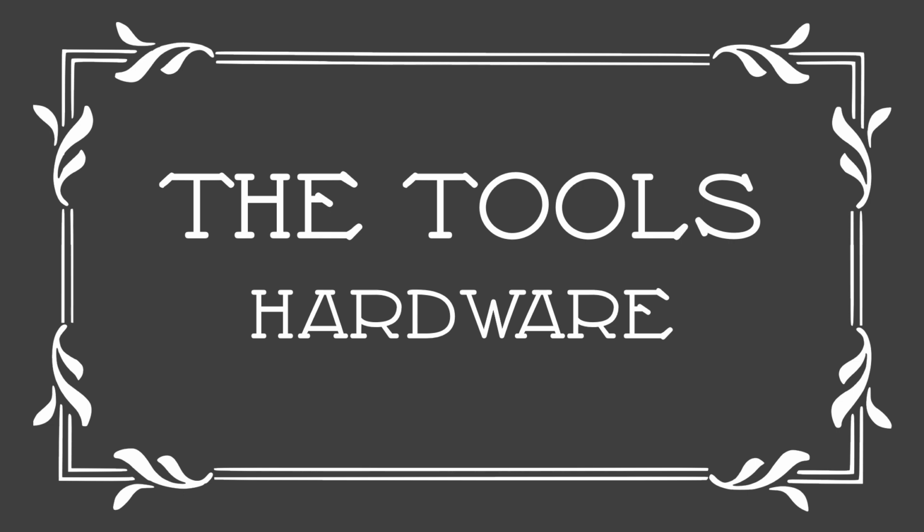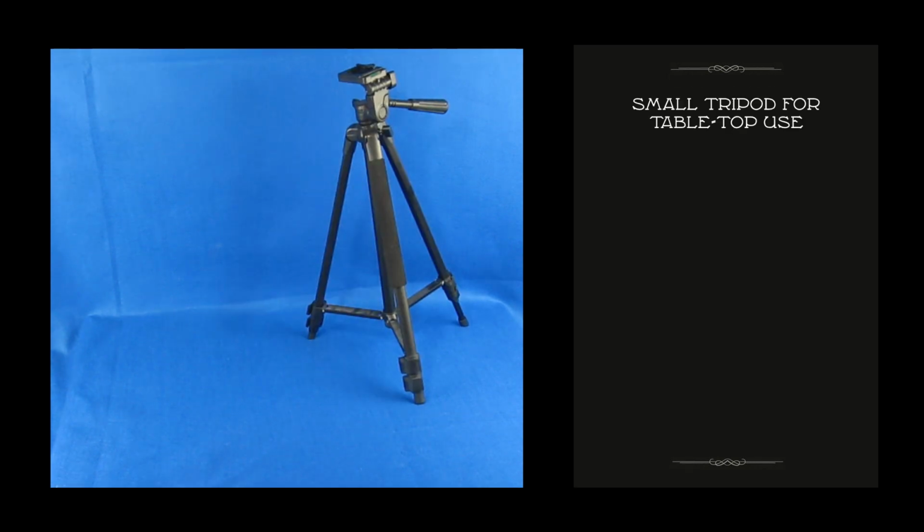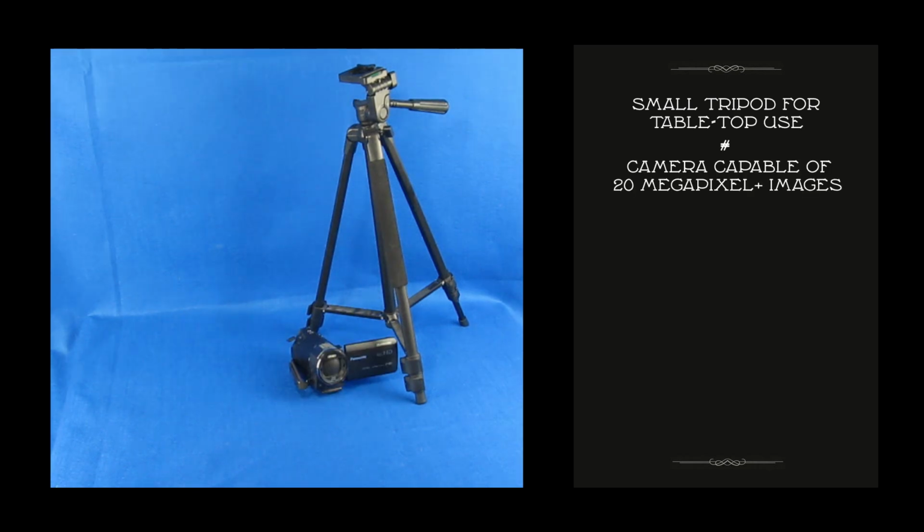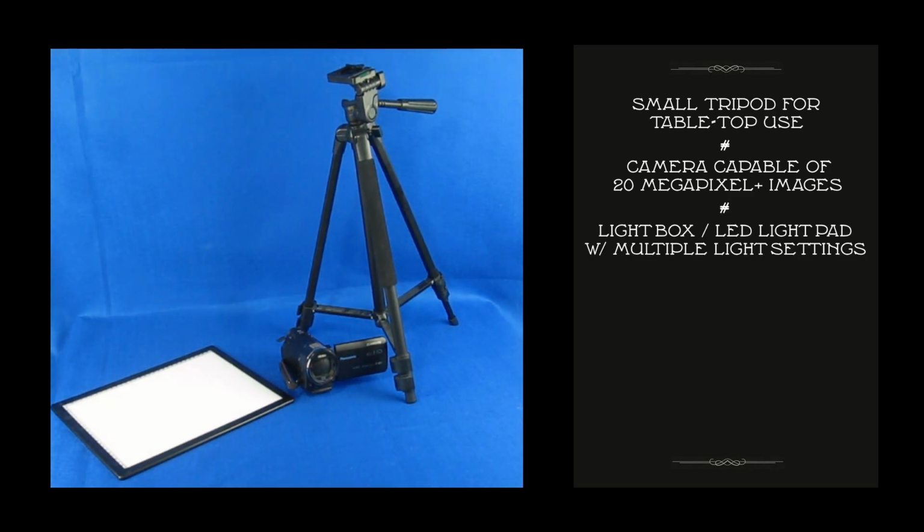The equipment I use to capture the images of each slide is as follows. A small, portable tripod that can be used on a tabletop. A Panasonic video camera with 20.4 megapixel still capability. A flat panel light box with 3 selectable brightness levels.